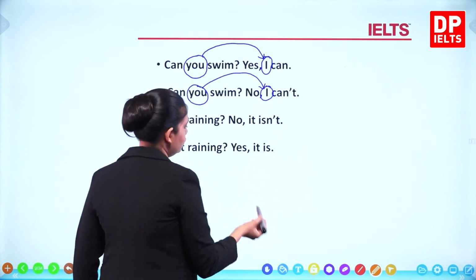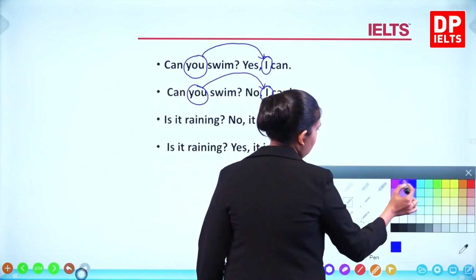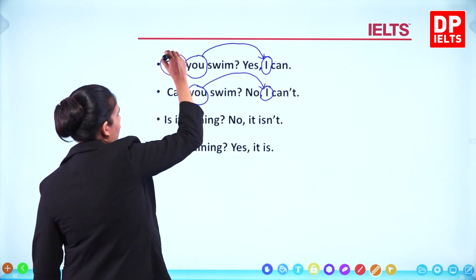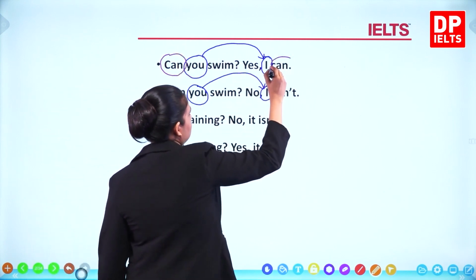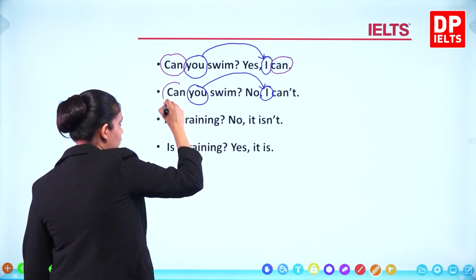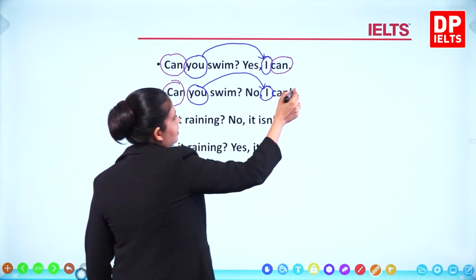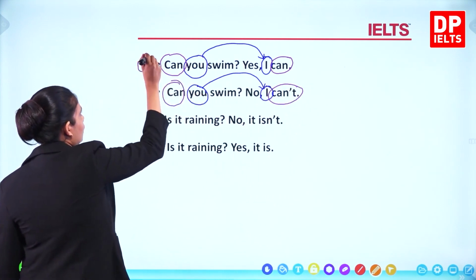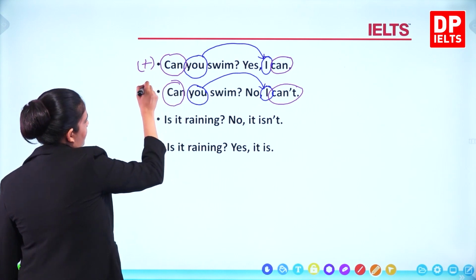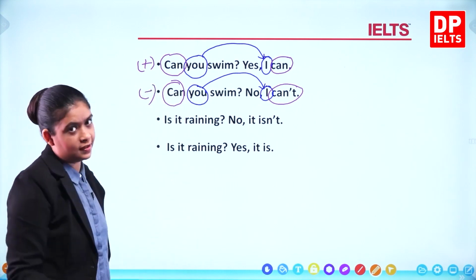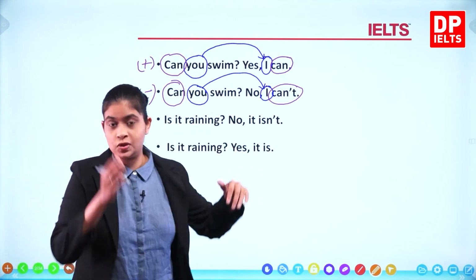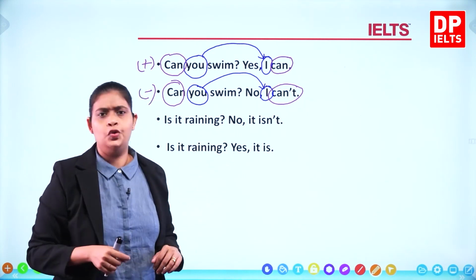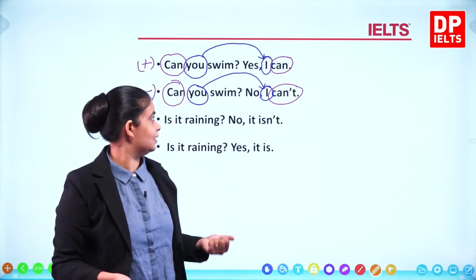Now also, I want you to have a look at the tags. Let me just get a different color. Can remains as can. Can becomes can't when it is negative. So positive remains the same. Negative changes to can't. Can you swim? Yes, I can. Can you swim? No, I can't. Okay?